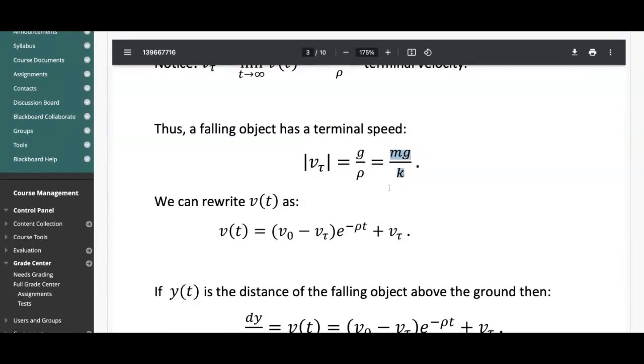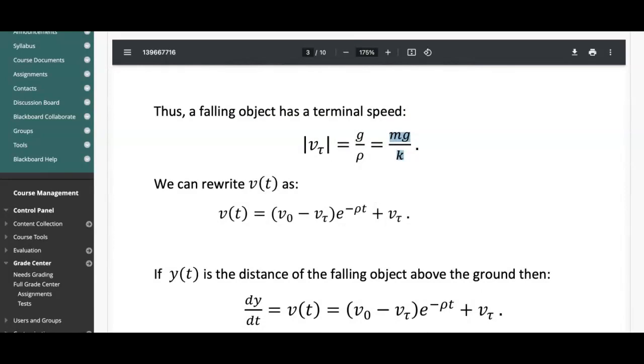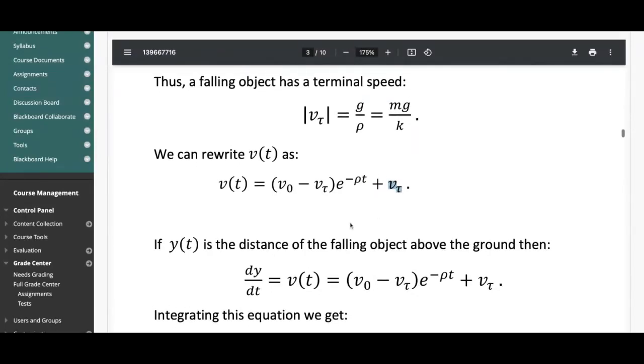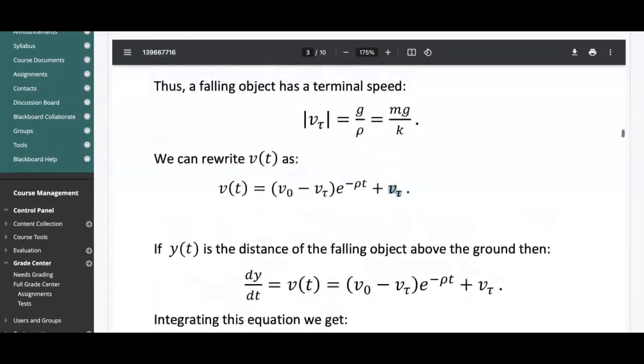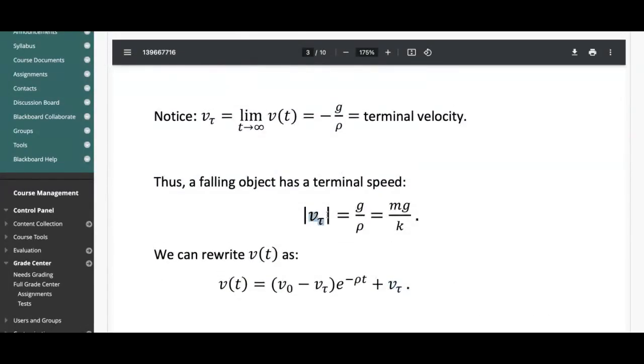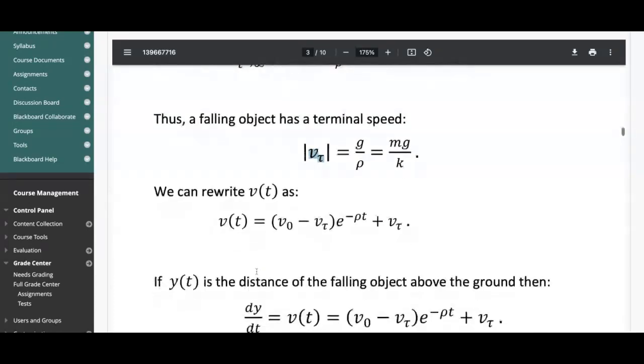So we can rewrite it as m over k for 1 over rho, and rewrite v of t back in terms of rho with this terminal speed. Terminal velocity, not terminal speed. Terminal speed is the absolute value of it, because the velocity can be negative or positive. Speed is the absolute value of the velocity and cannot be negative.